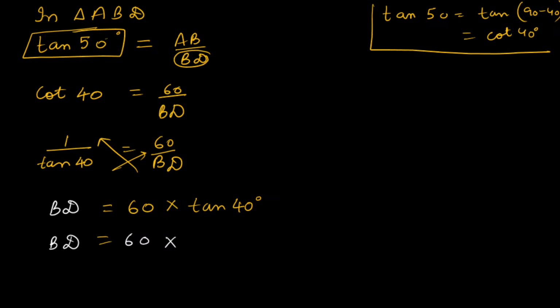Value of tan 40, 0.8391. So 60 into 0.8391, you multiply this one and tell the answer. If it's up to 4 decimal places, we have to take it completely. So 60 into 0.8391, multiply it and tell me the answer.